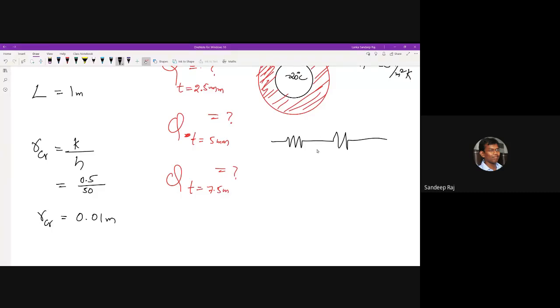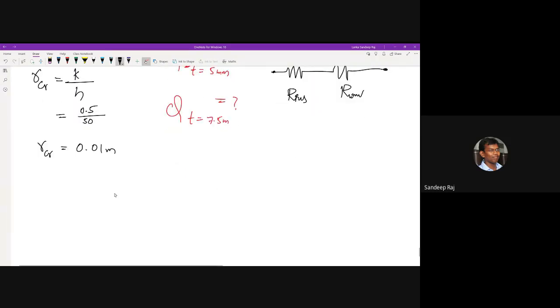You have your resistance circuit. This side you have minus 20 degrees centigrade. The other side you have 25 degrees centigrade. Here you have 1 by HA, R due to convection, and here you have R due to insulation. So if I want to write the Q here, the Q value will be the delta T by the R insulation plus R convection.